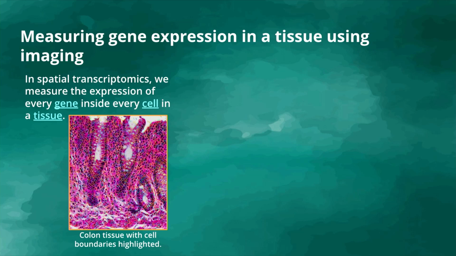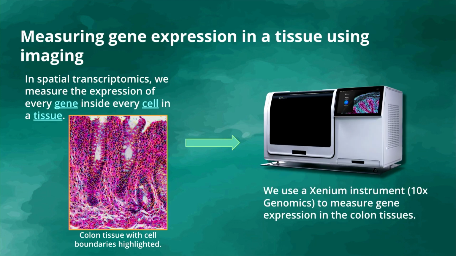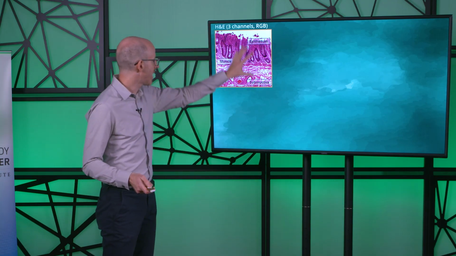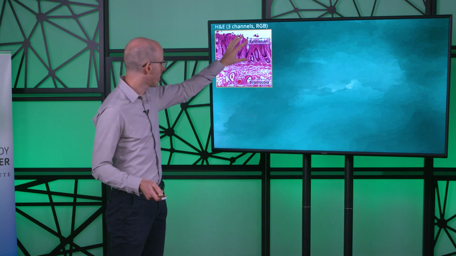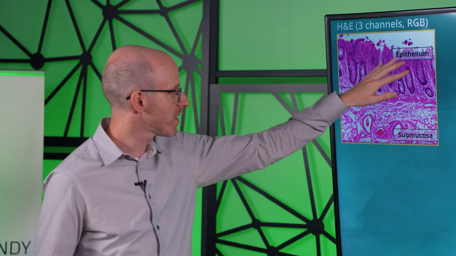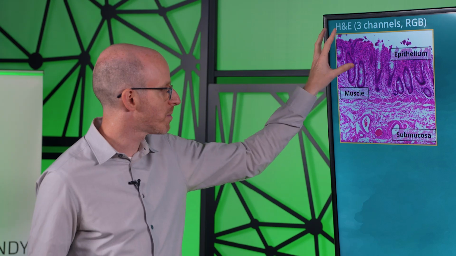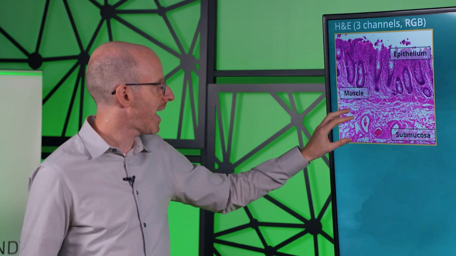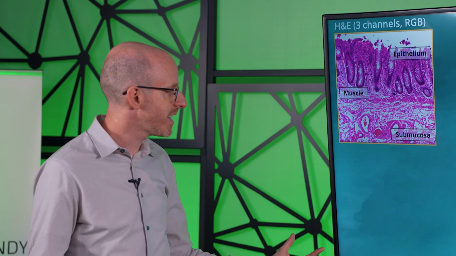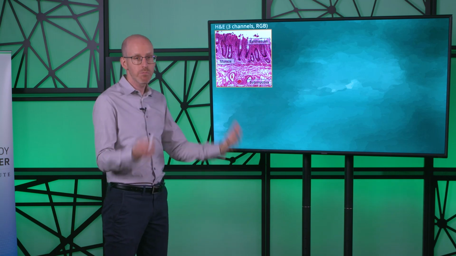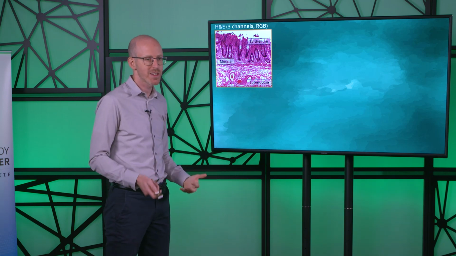And to do this, we're going to use one of the many technologies out there to do spatial transcriptomics. We're going to use the Xenium instrument made by the company 10x Genomics. And we are going to use this to measure gene expression in the colon tissues. So here on the left, we have an H&E stain of the colon mucosa and the submucosa. We have the epithelial layer, the muscle layer that separates mucosa and submucosa. And we're going to run the Xenium spatial transcriptomics instrument and measure the expression of genes inside cells.